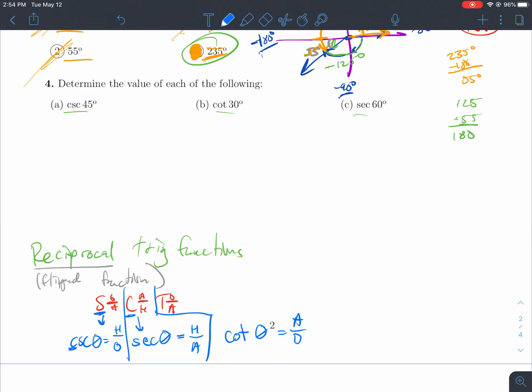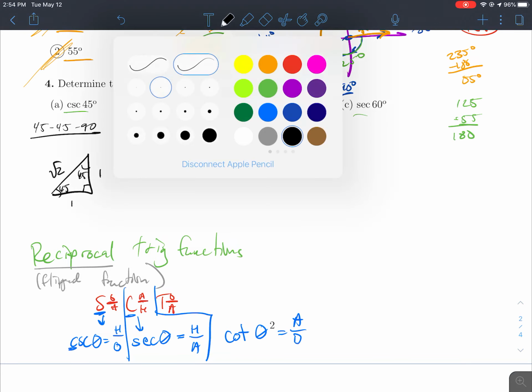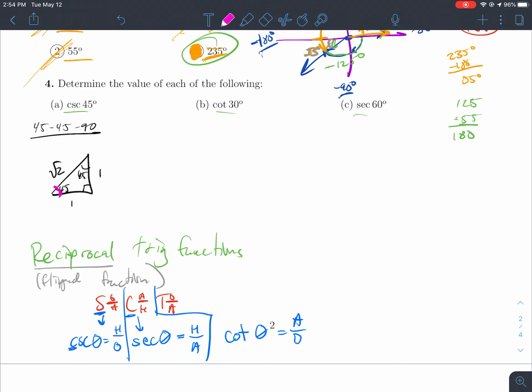All right, so here we go. Cosecant of 45 degrees. That sounds tricky still, but then we remember we've got our 45, 45, 90 triangle. It should be isosceles, because these are both the same size, 45, 45, and 90. 1, 1, root 2.